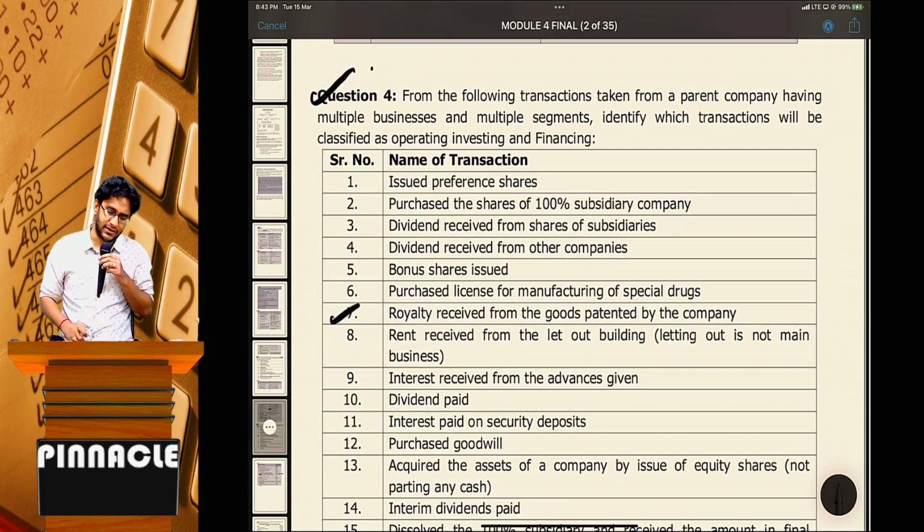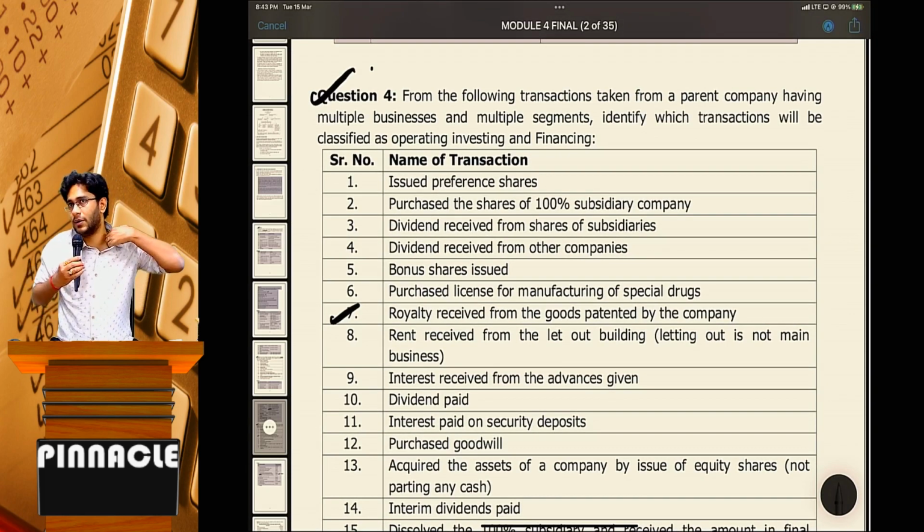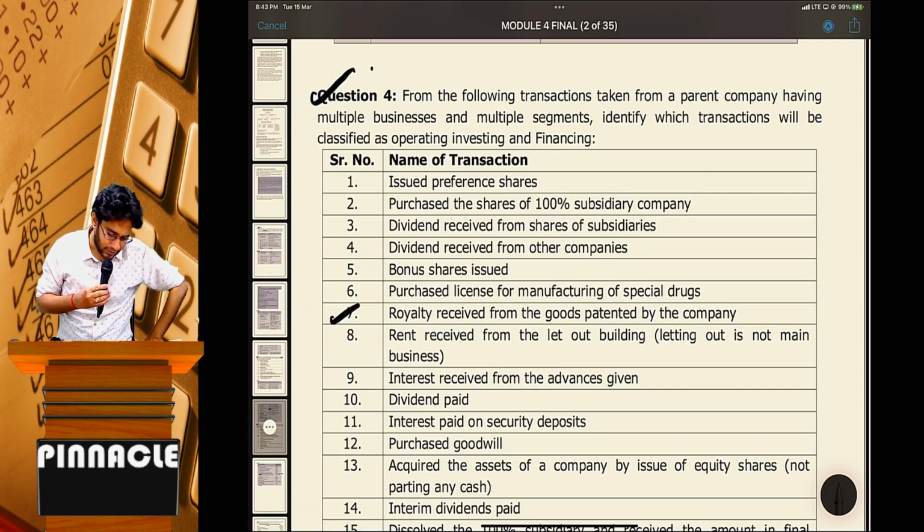Next, rent received from let out of the building. And he says in brackets, letting out is not the main business. If letting out is your main business, it becomes your operating. But otherwise it is an investment activity.